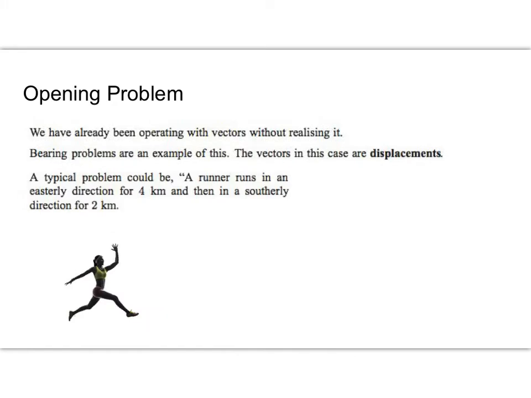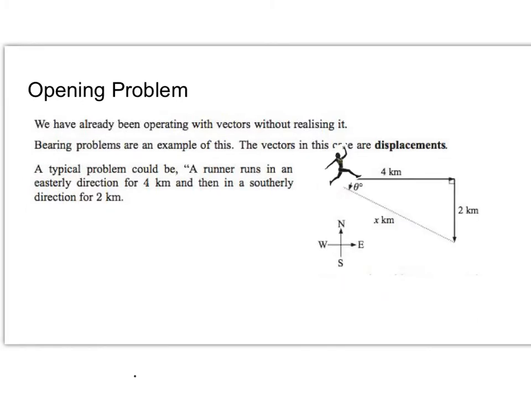A typical problem could be a runner runs in an easterly direction for 4 kilometers and then turns in a southerly direction for 2 kilometers. To get a handle on this kind of problem, we should probably talk about bearing first and what that means.